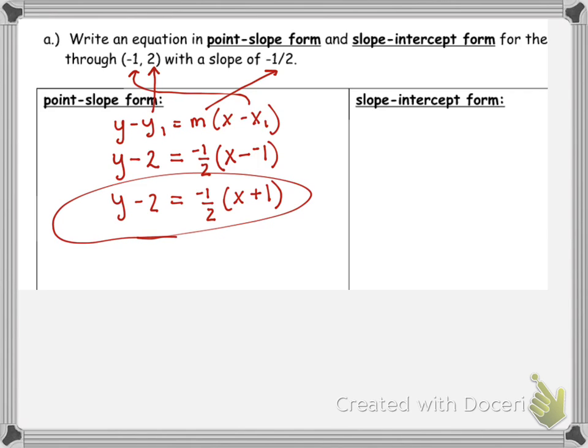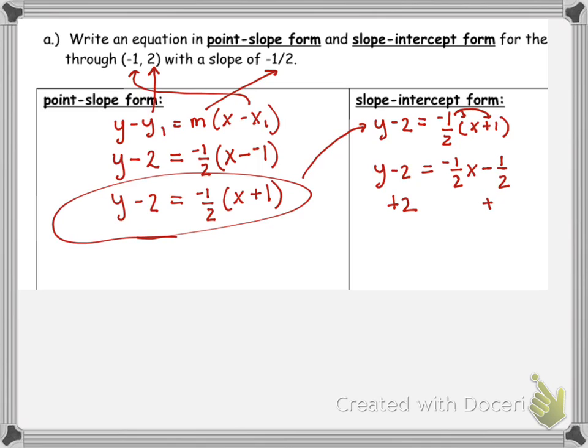Now we're going to change that point-slope form to slope-intercept form. So I'm going to take this and write it over here, give ourselves some room to work. And in order to change it to slope-intercept form, I want to start by distributing that negative 1/2. That would give me negative 1/2 x. And then multiplying negative 1/2 times 1 is going to give me a negative 1/2. Now the next thing, to get that y by itself, I want to add 2 to both sides.